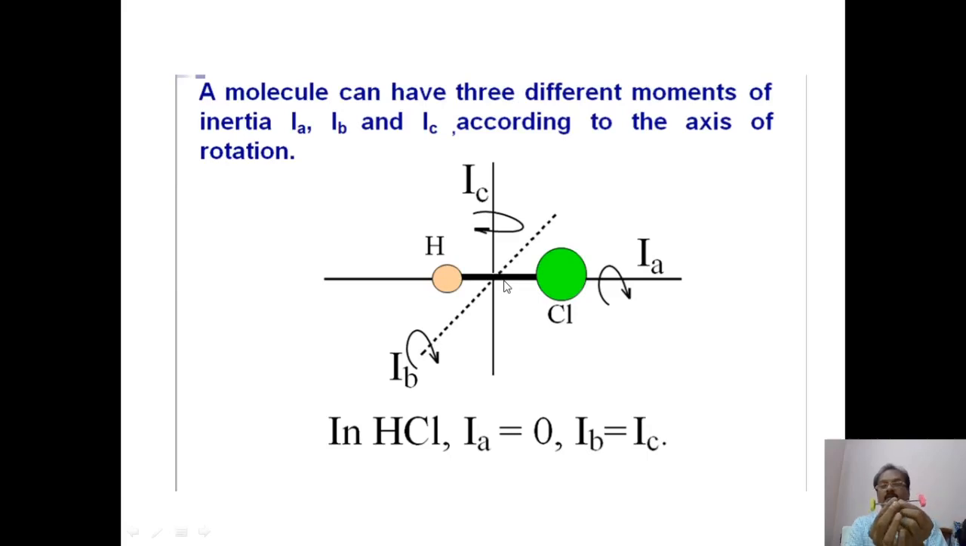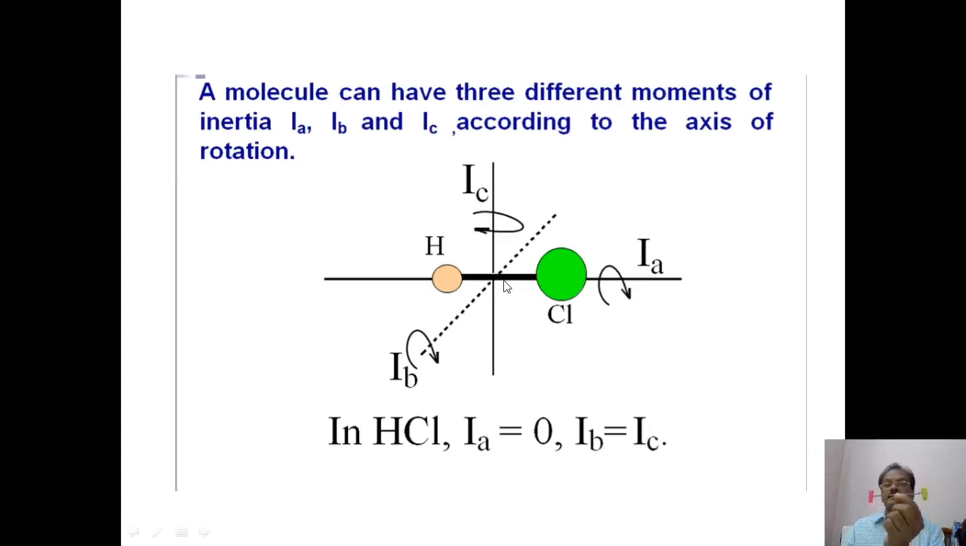And another way of rotating, we can also rotate like this. The molecule can also rotate here, and the molecule can also rotate like this. Because of these three types of rotation, it causes a different moment of inertia on all the three axes.